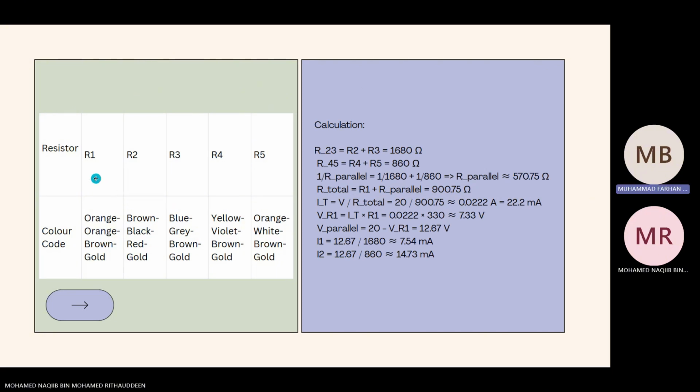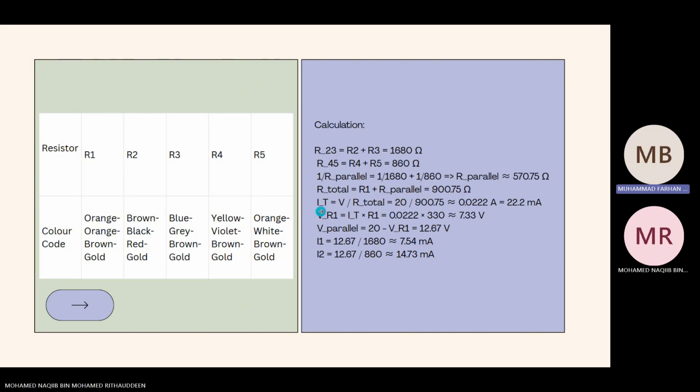This is the table for the resistors and the color code. The circuit is connected so that R2 and R3 are in series, 1680 ohm. R4 and R5 is 860 ohm. Then R2 plus R3 and R4 plus R5 are in parallel. R1 is in series with the parallel part. So for the total resistance, R1 plus the parallel part equals 900.75 ohm.